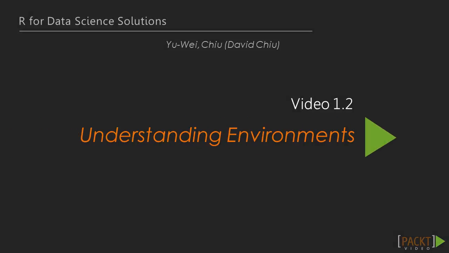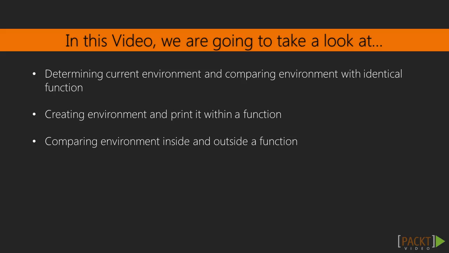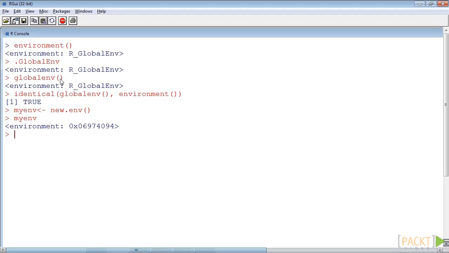Hi, in the previous video we looked at functions and arguments. In this video we're going to take a look at determining the environment, how to create it, and compare it inside and outside a function. Besides the function name, body, and formal arguments, the environment is another basic component of a function. Let's study the environment.